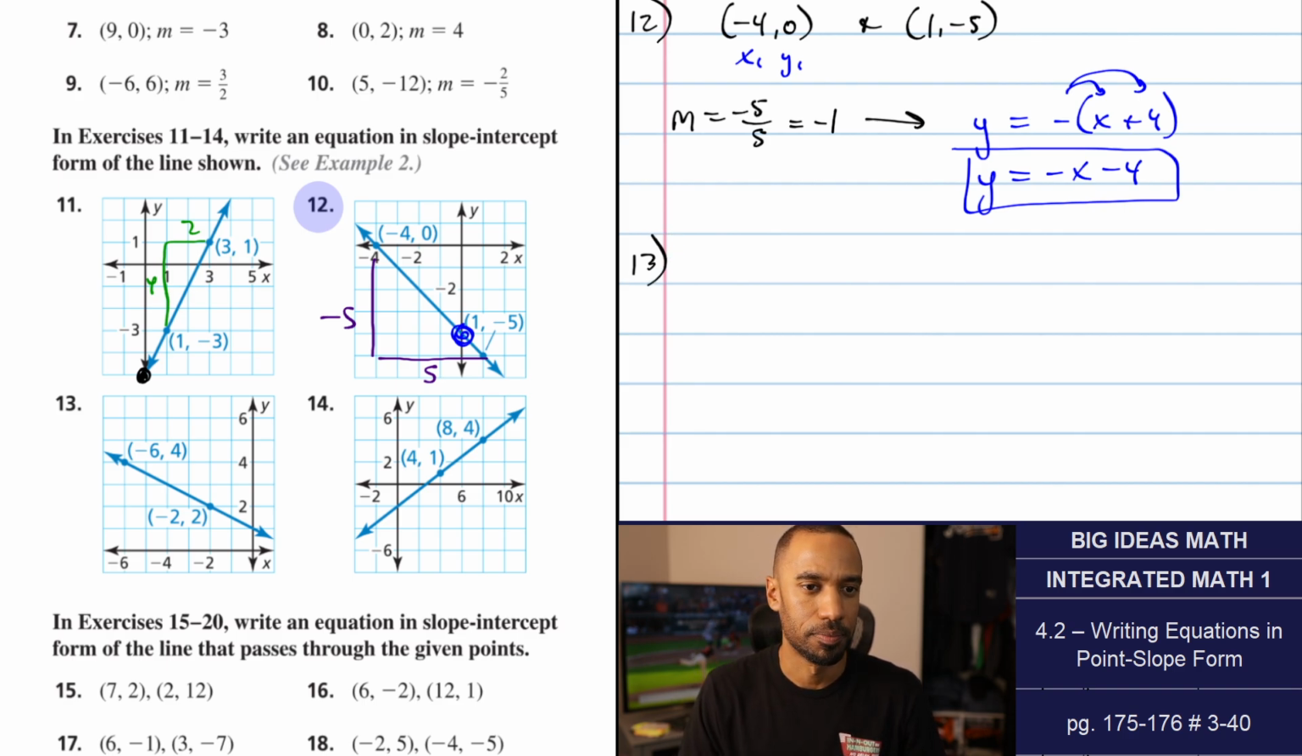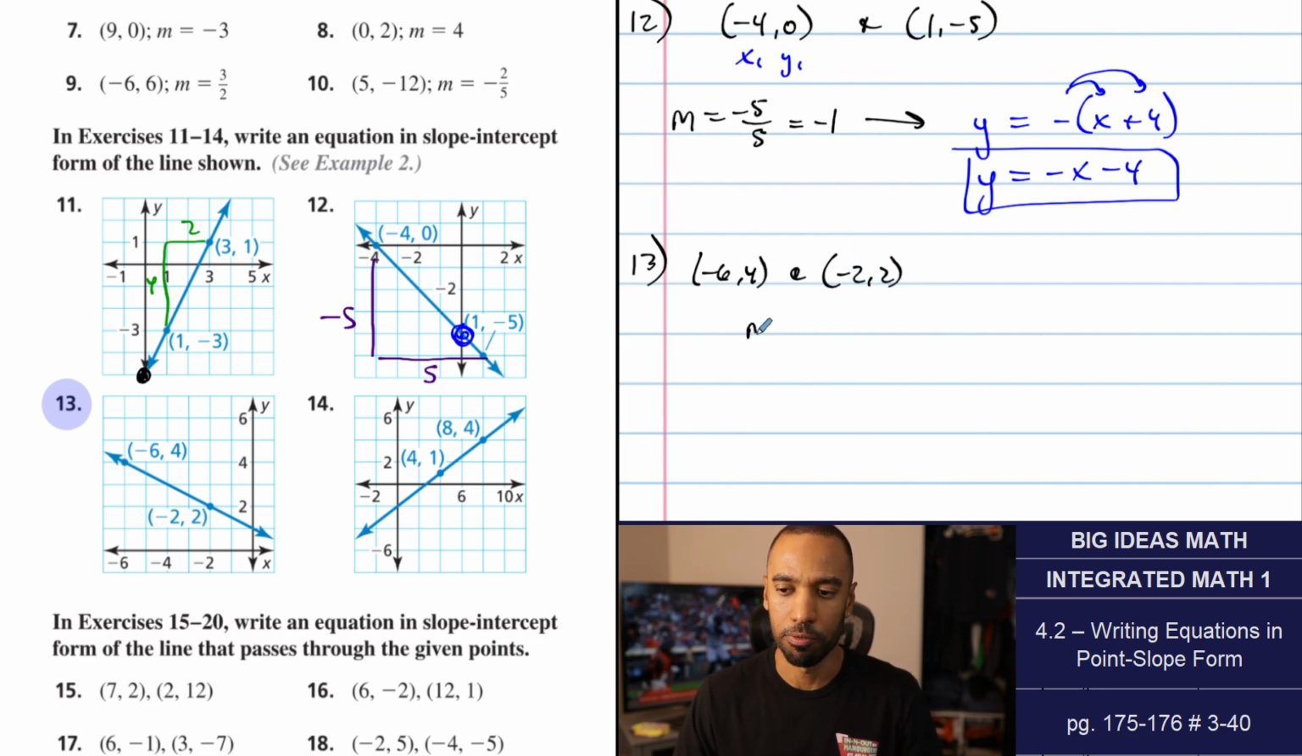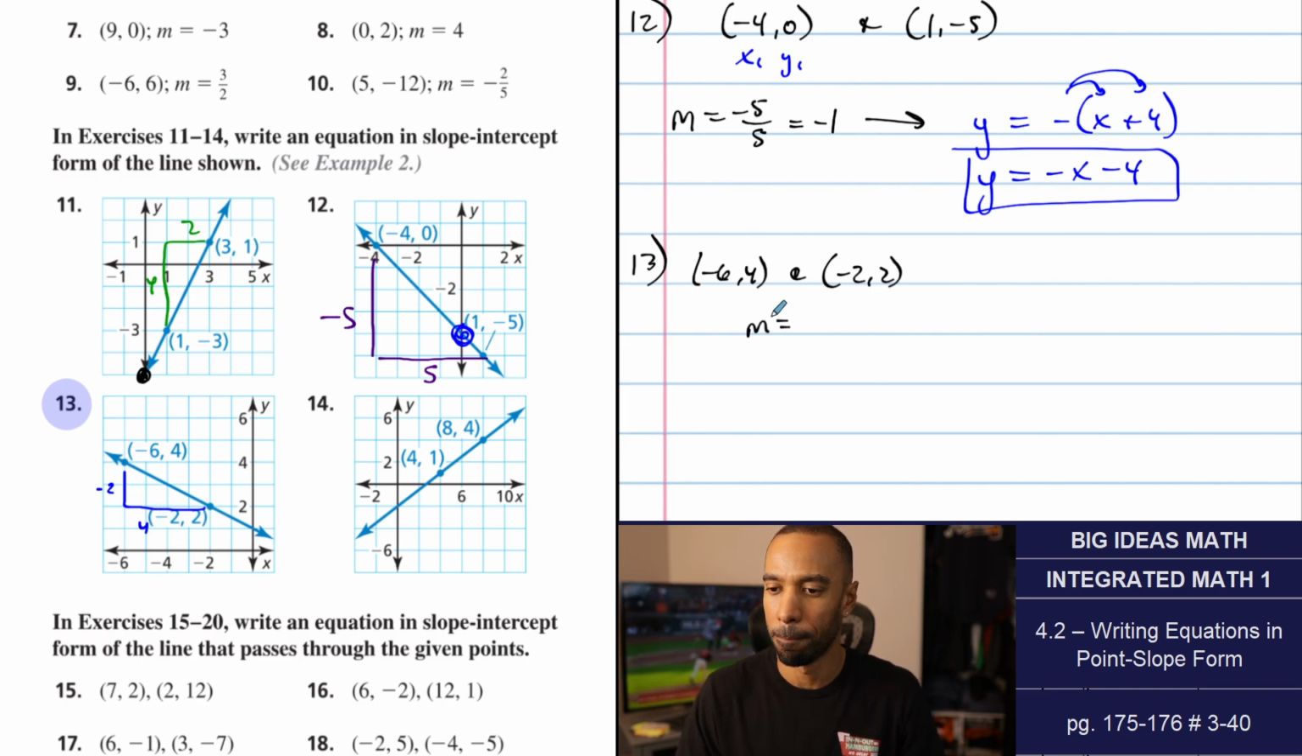Number 13. Number 13, we have the points -6, 4 and -2, 2. And let's find the slope first by doing our down how much over how much here. We're going down 2 and over 4. Down 2, 4 to the right. So -2 over 4, which is -1/2. I'm going to leave it as a fraction.